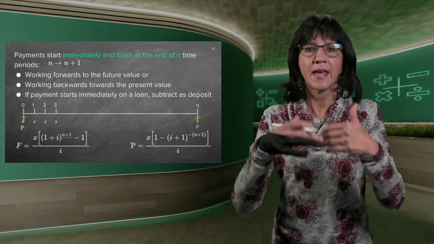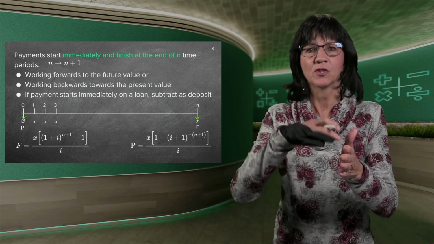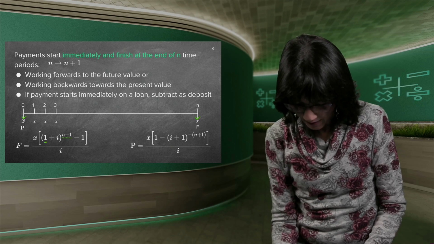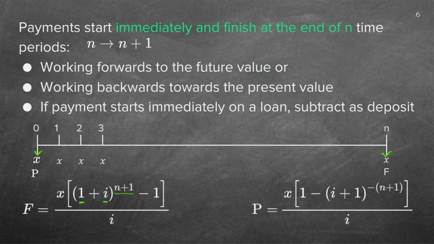That is why you must add a 1 to your little n, because there's an extra payment and there's an extra interest. And remember, the 1 stands for the payment, 1 times the payment, and the I stands for the interest. So there's an extra month of payment and there's an extra month of interest. The same goes for the P formula.